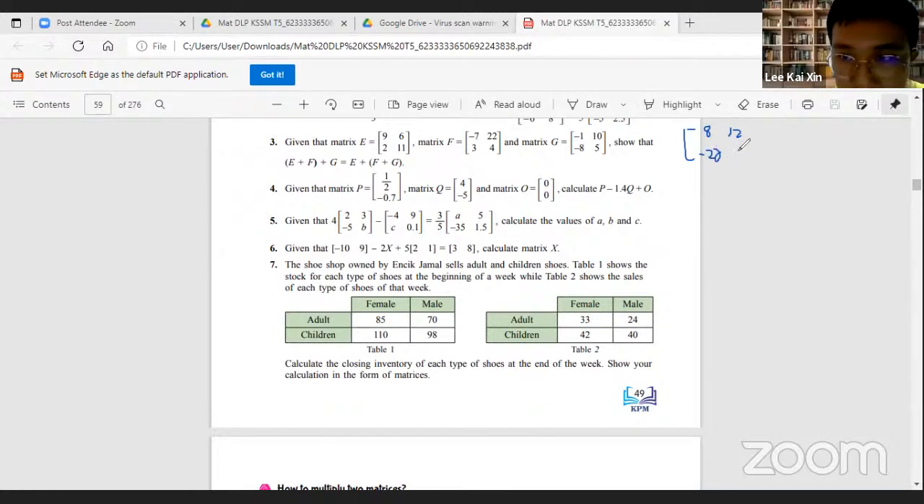And then 4b, minus 4. This one is -4. And then 9, this one is C. This one is 0.1. This one we just write it: 3/5 times A. So it's 3/5A.